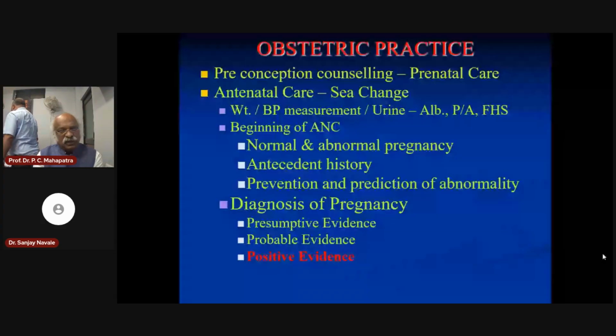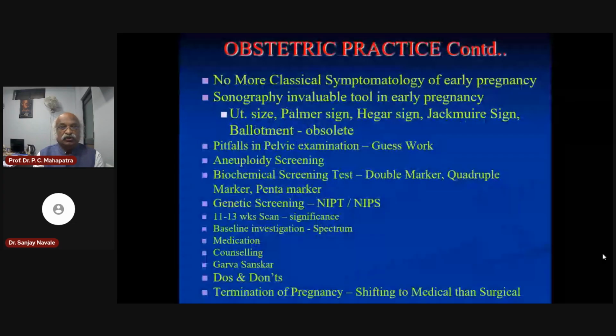Now, diagnosis of pregnancy. When we were students, we were taught that there are three evidences of pregnancy: presumptive evidence, probable evidence, and positive evidence. Now with the gadgets available, we are almost forgetting about the presumptive and probable evidence. The positive evidence of pregnancy is possible with the gadgets available. So there is no more classical symptomatology of early pregnancy. Sonography is an invaluable tool in early pregnancy.